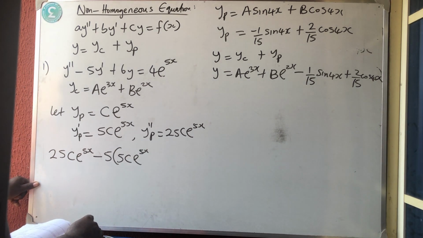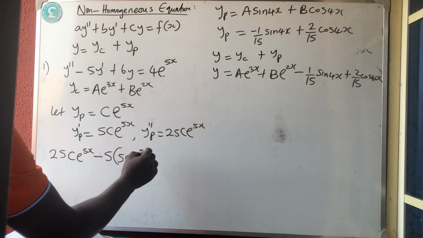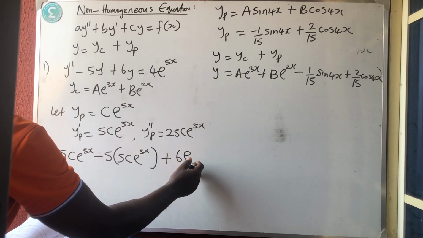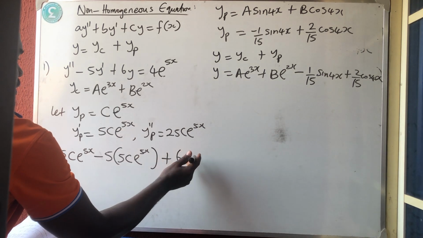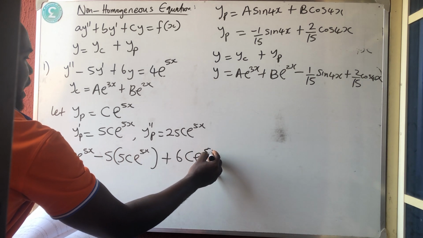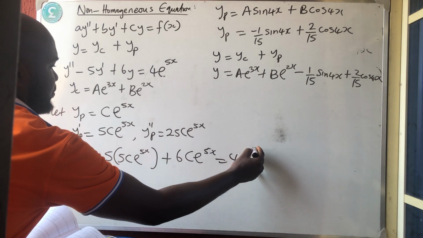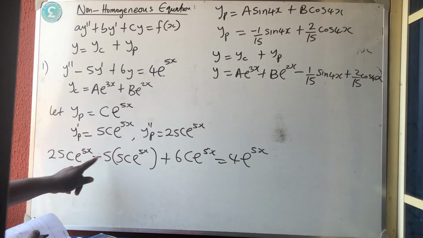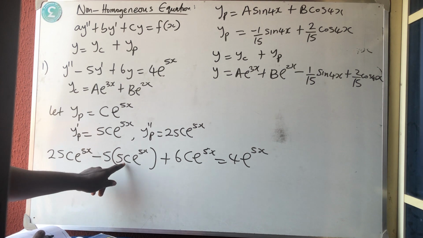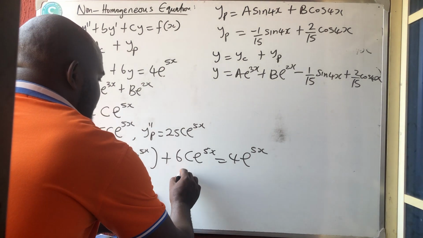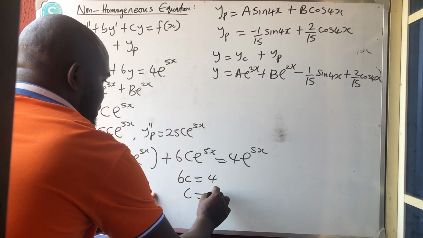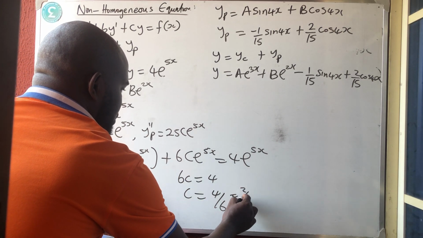Are you getting that now? Plus 6c e raised to power 5x is equal to 4 e raised to power 5x. After substituting, let's clear. 25c minus 25c is 0, because this will cancel this. So I'm left with 6c is equal to 4. Therefore my c is 4 over 6, which is 2 over 3.